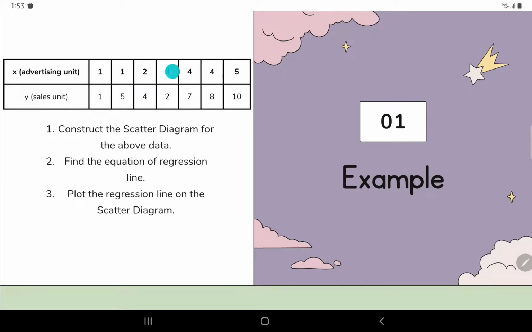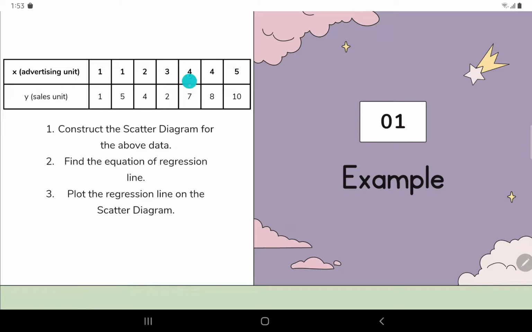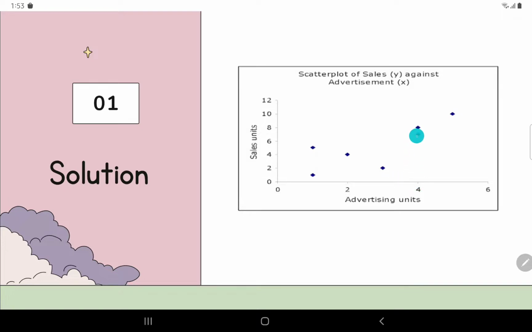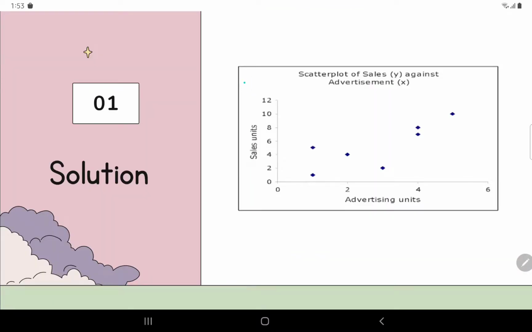Sorry, x 2, y 4. x 3, y 2. So here x 3, y 2, and then x 4, y... what is it here? x 4, y 7 and x 4, y 8, and then x 5, y 10. Okay, x 5, y 10. So this is our scatter diagram. So make sure we have the advertising unit on our x-axis and the sales unit on our y-axis. It cannot be reversed. Okay, if reversed, your scatter diagram will be wrong.